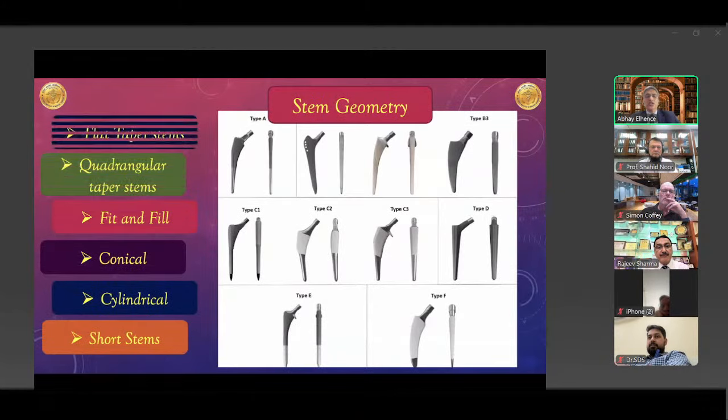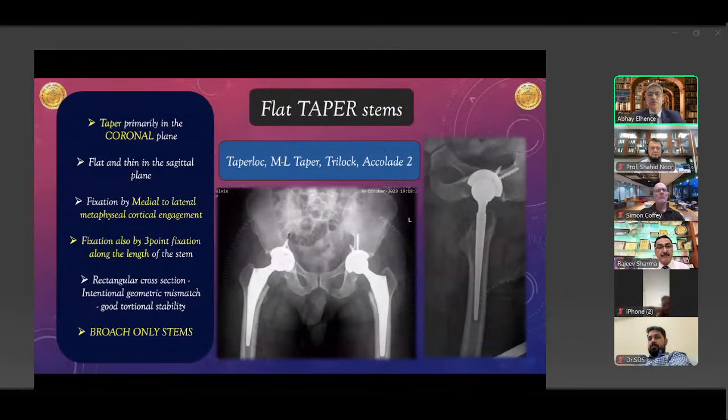And what we're essentially talking about here is the type of taper. So you could have flat taper stems, quadrangular taper stems, fit and fill stems, conical stems, cylindrical stems which have no tapers, and then short stems which Deepak is going to allude to.